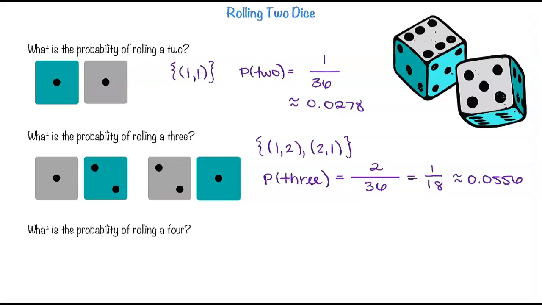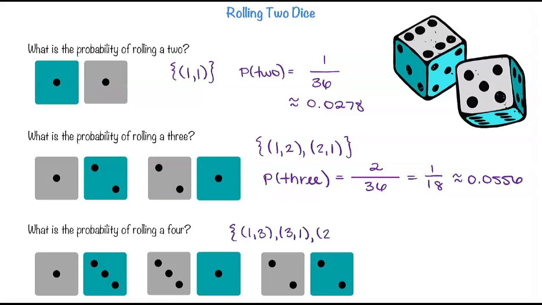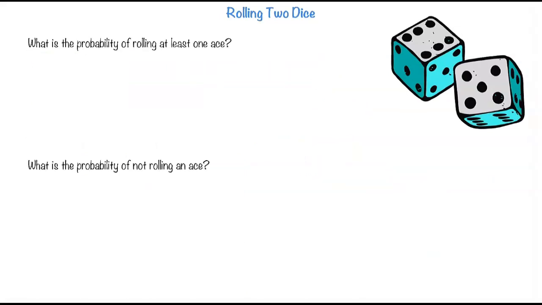Last, let's calculate the probability of rolling a 4. We have a few options this time. The first dice could be a 1 while the second is a 3, or the reverse. The first dice could be a 3 while the second is a 1. Or finally, they could both be 2s. This event has 3 outcomes, 1, 3, 3, 1, and 2, 2. So the probability of rolling a 4 is equal to 3 out of 36, or 1 over 12. This is approximately equal to 0.0833.